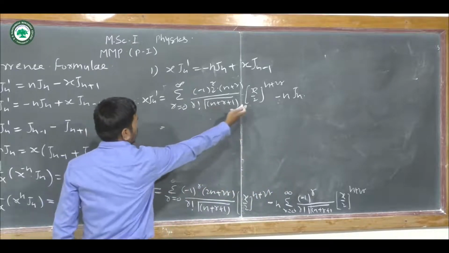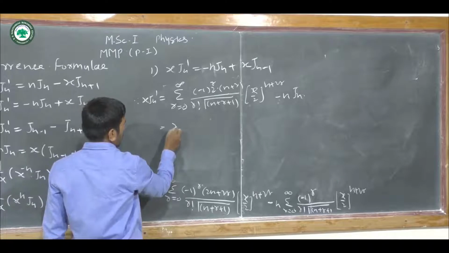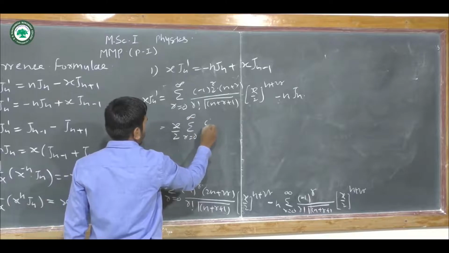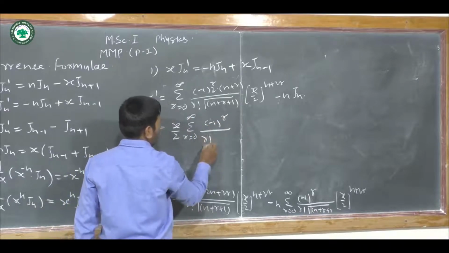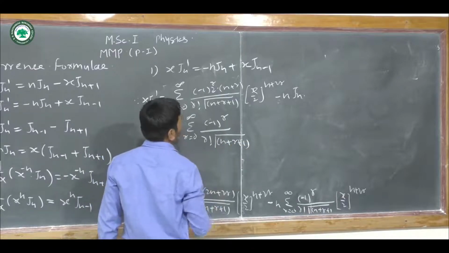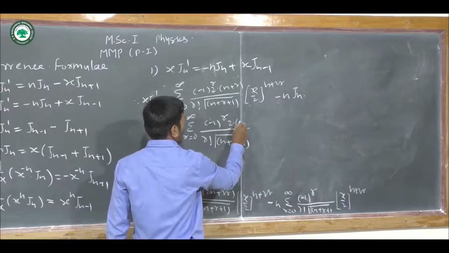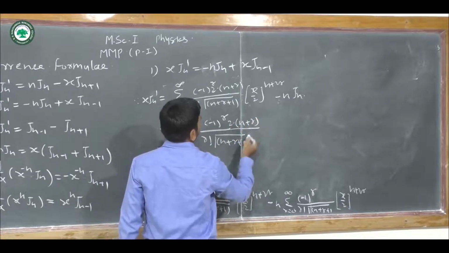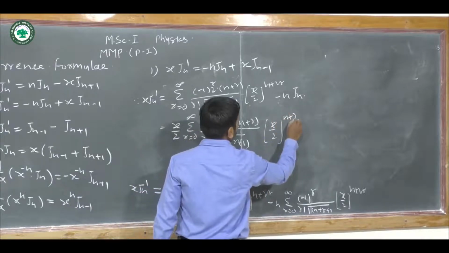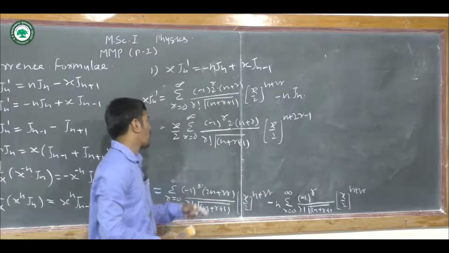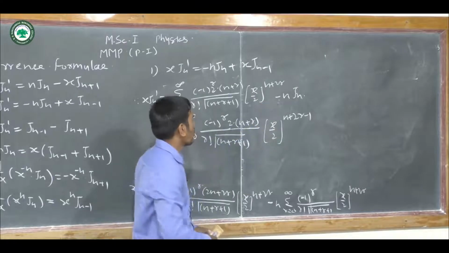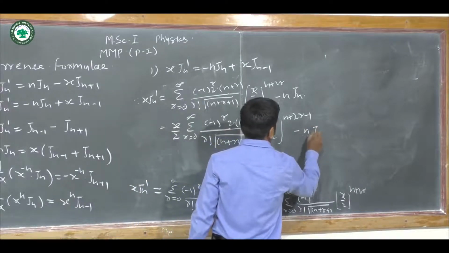If I take out the common x by 2, it is x by 2 summation r equals 0 to infinity, minus 1 power r divided by r factorial gamma n plus r plus 1, 2 into n plus r, into x by 2 power n plus 2r minus 1. If I take out the common x by 2 and multiply, you can get the same expressions, minus n into Jn.